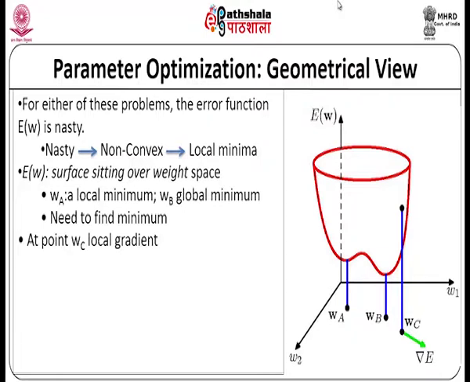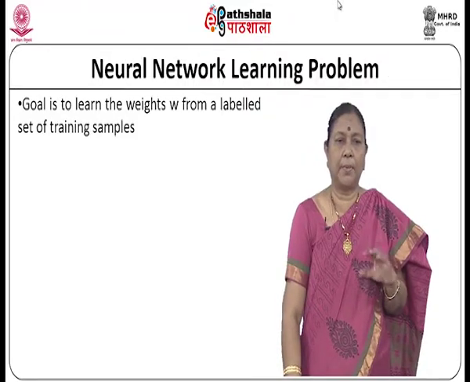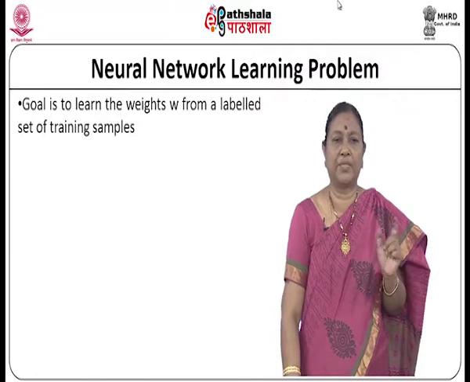The local gradient is given by the vector delta E of w. It points in the direction of the greatest rate of increase of E of w. So, this is a geometrical view of how you find the w. The negative gradient points to the direction of the greatest rate of decrease. With that, you consider the derivative of the error to get the parameter optimization. So, in the neural network learning problem, the goal is to learn the weights w from a labeled set of training samples.